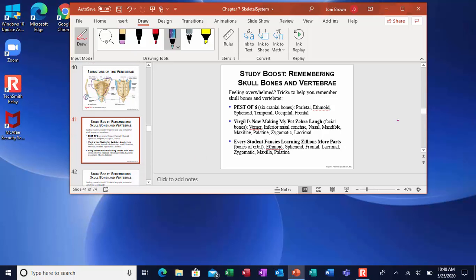Now, just a study boost for the cranial bones, there are 6. Parietal, ethmoid, sphenoid, temporal, occipital, frontal. And there's 6 of them.